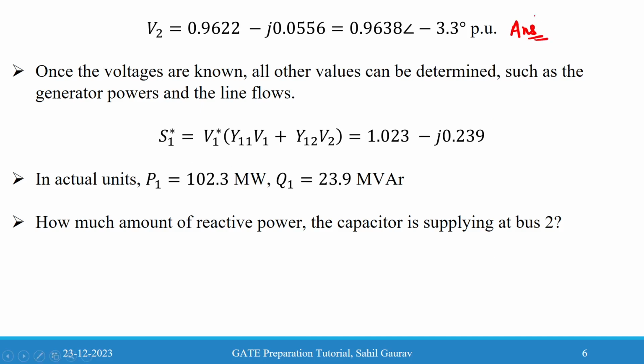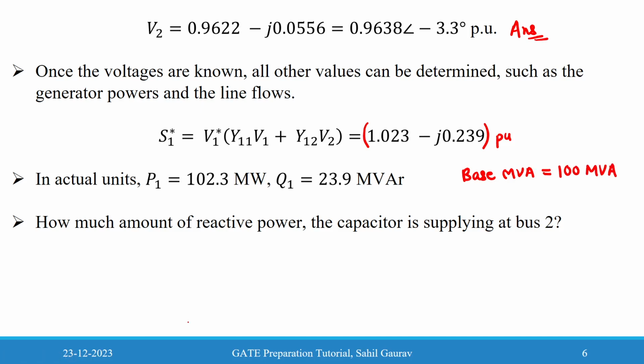But after knowing the voltages, we can find the other quantities also, such as generator powers and the line flows. Generator powers you can find by S = V I conjugate. From there, you will get the generator power. These are all in per unit quantities. And since the base MVA is given as 100 MVA, you can find the actual value.